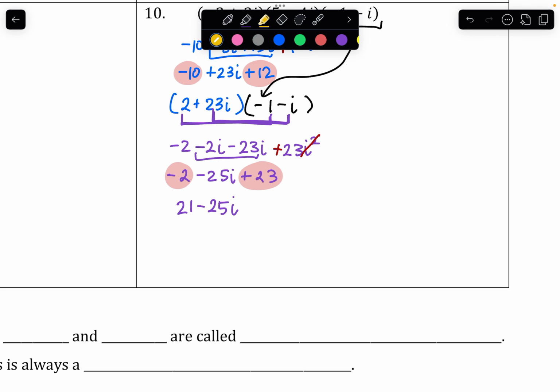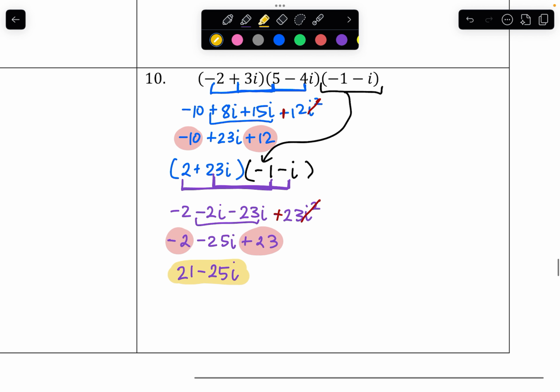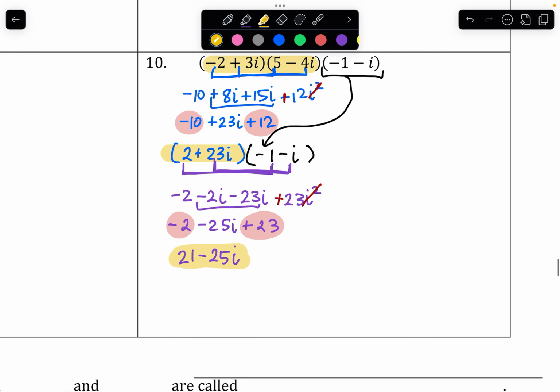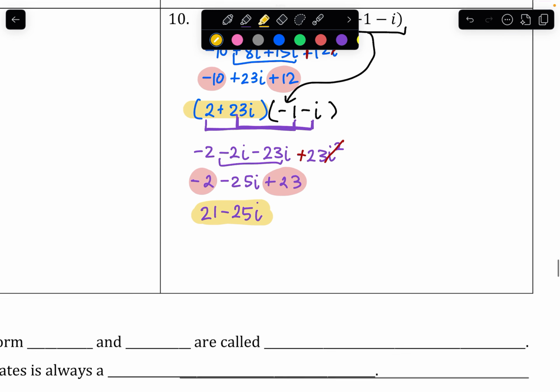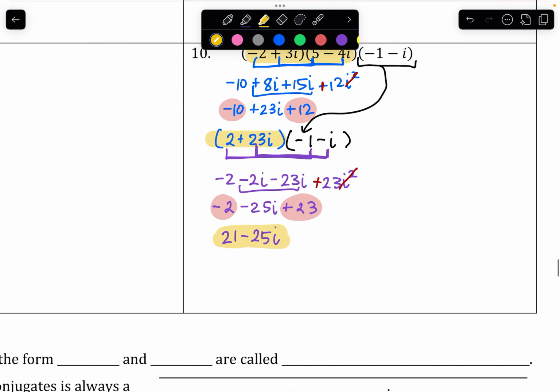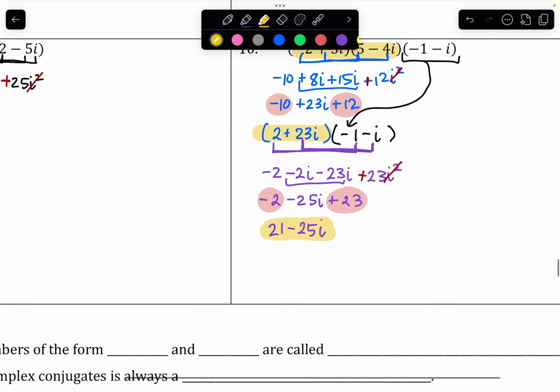Okay, and so you should never get anything above another complex number. The reason why is because this product results in another complex number. And so you shouldn't end up with more than 2 terms for your final answer because i squared just always comes back to a real number.